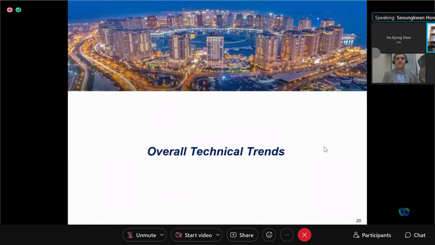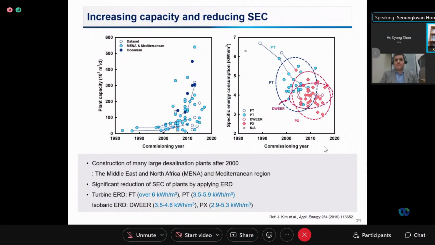Now, I'm going to talk about the overall technical trend, which was deduced from our comprehensive analysis of real-scale SWRO plants in the world: increasing capacity and reducing SEC. The trend of increasing capacity and reducing SEC over the last 4 decades.